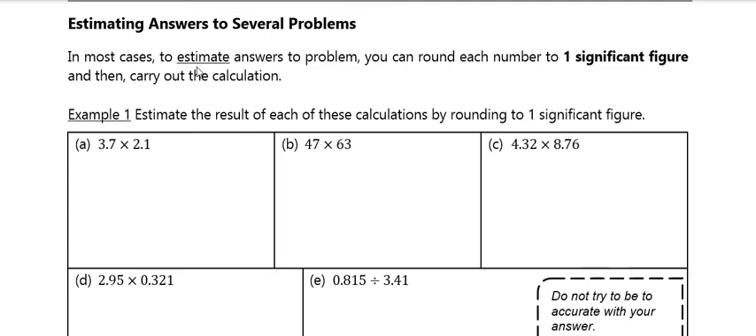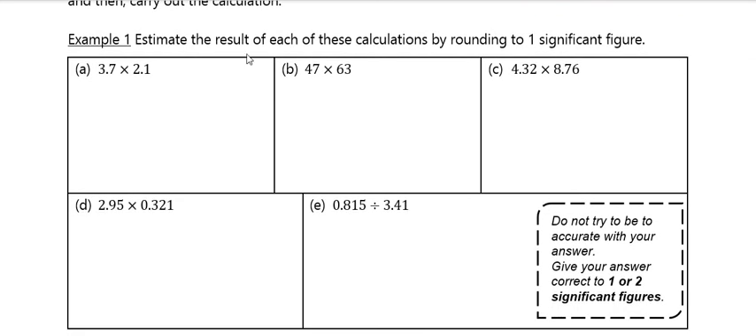In most cases, to estimate answers to problems, what you have to do is first round each number to one significant figure, and then you carry out the calculation. So here, let's have a look at this example. Number 1, estimate the result of each of these calculations by rounding to one significant figure. So let's start with A.